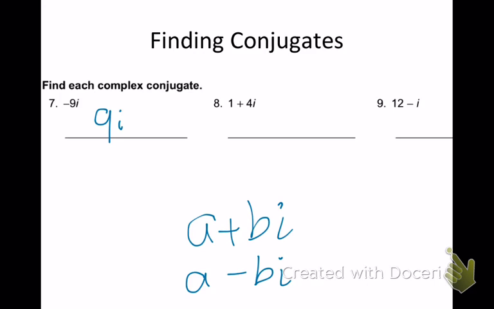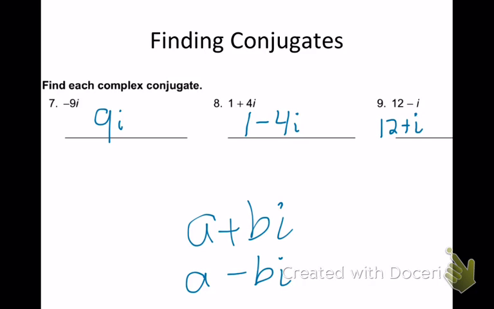Okay? Number 8, I have 1 plus 4i. What's the complex conjugate of that? 1 minus 4i. Good. In 9, I have 12 minus i. What's the complex conjugate of that going to be? Anybody? 12 plus i.